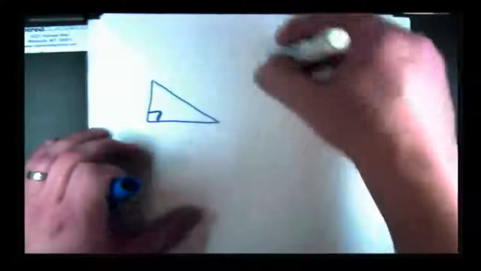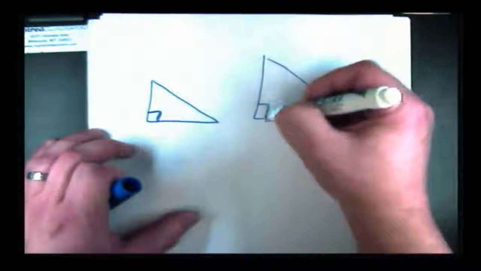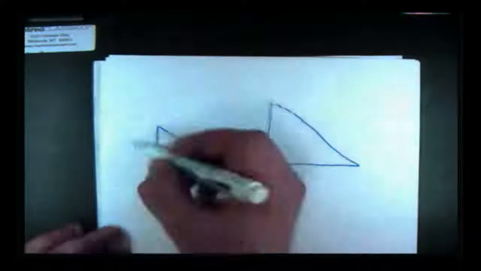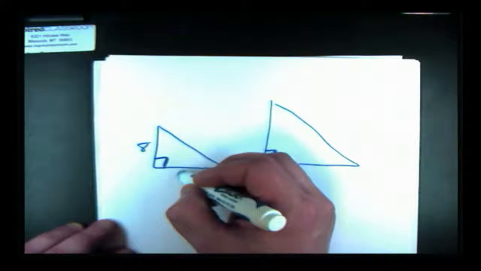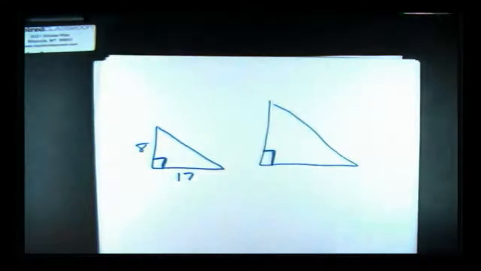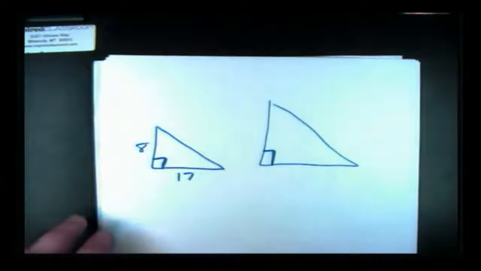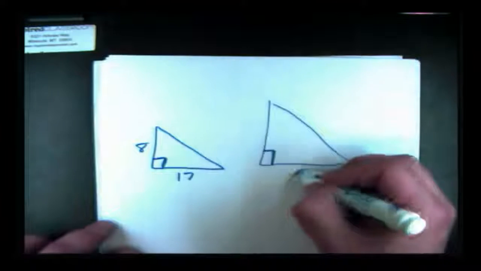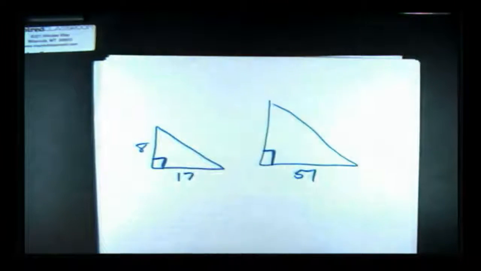Other things that are proportional that you'll run across are geometric shapes. Many geometric shapes are proportional in lots of different ways, and I think there are some on the exam here. So for example, if I have a 90-degree triangle, and another 90-degree triangle, like so, and this side length is 8, and this side length is 17, and this side length is 51, then what is this side length?